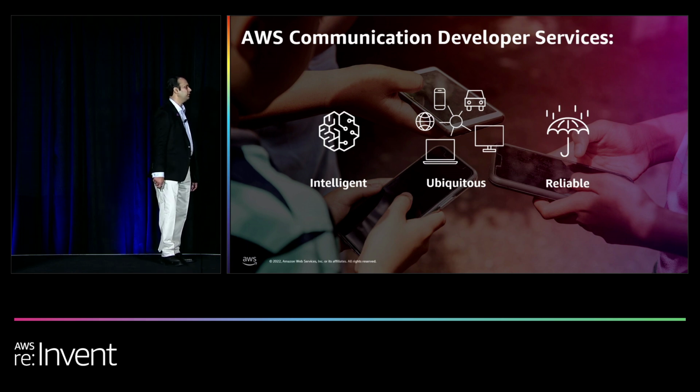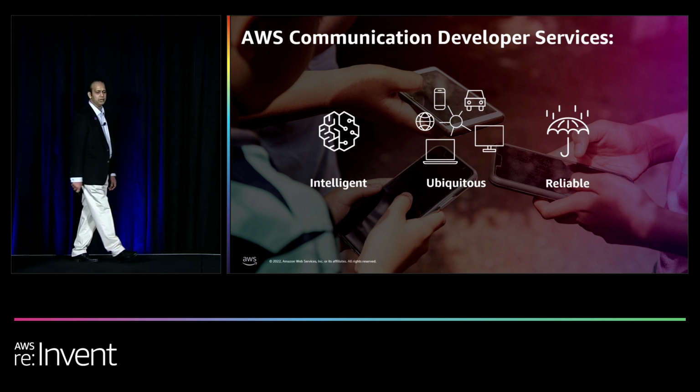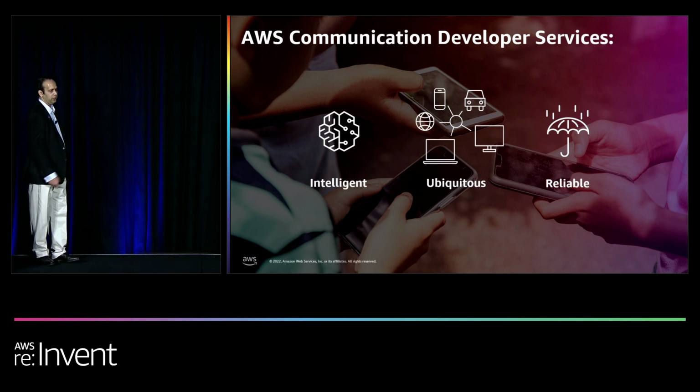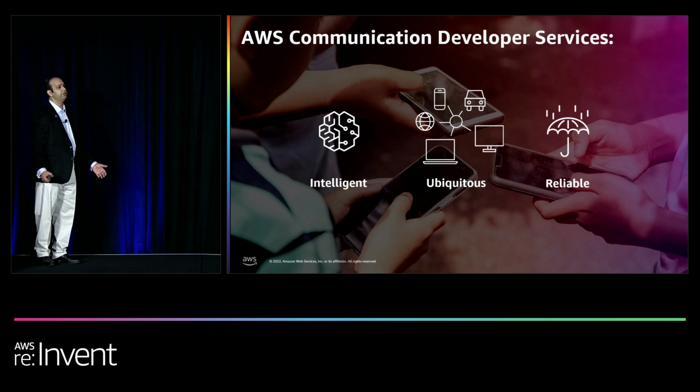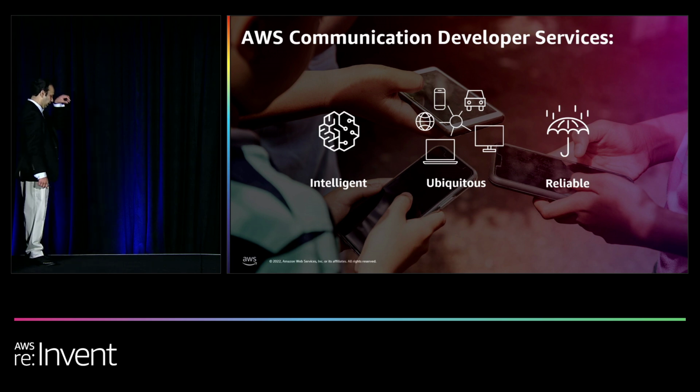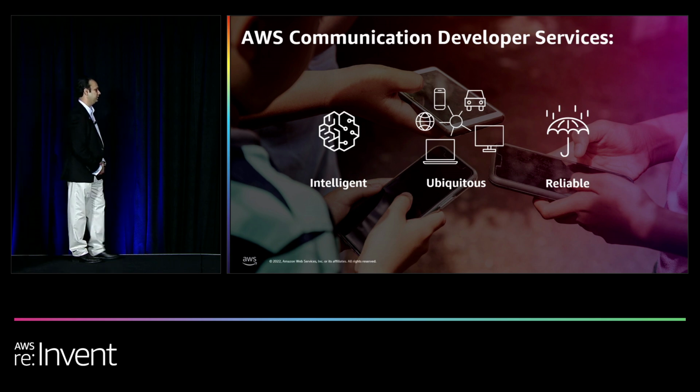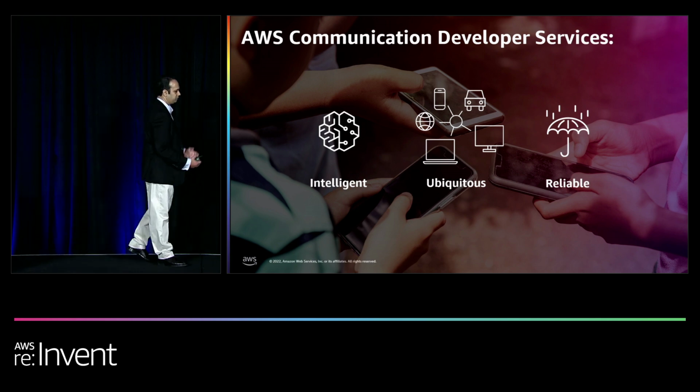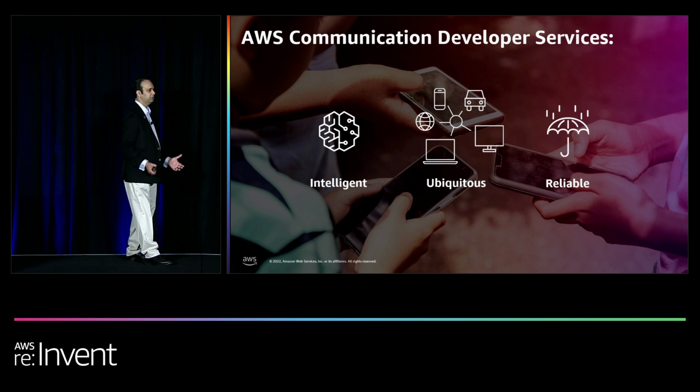So, what are the three driving tenets of communication developer services? First of all, this intelligence aspect. As we've probably noted across these two customer examples, intelligence and machine learning is perhaps one of the most important aspects of what a customer is doing today with communication services that come from AWS.